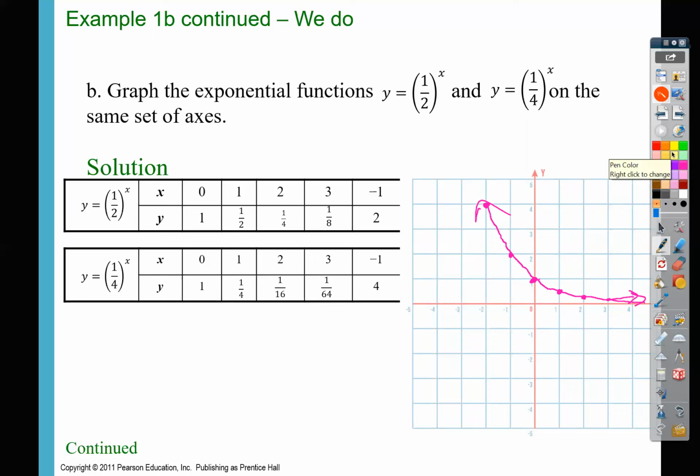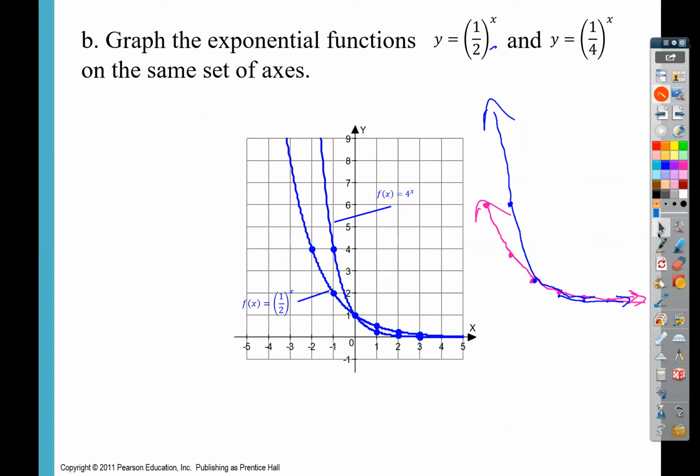Okay, now the next one, we've got 0, 1, 1, 1/4, 2, 1/16. We can't even plot that, it's so close. -1, 4, and then -2 was 16, so it's way up here somewhere. Okay, so if I'm going to graph that, it would look something like this. That's very hard to graph perfectly. So those graphs look like that. Let's look at the next slide to see, and you can see that's not too bad. So that's what they look like.